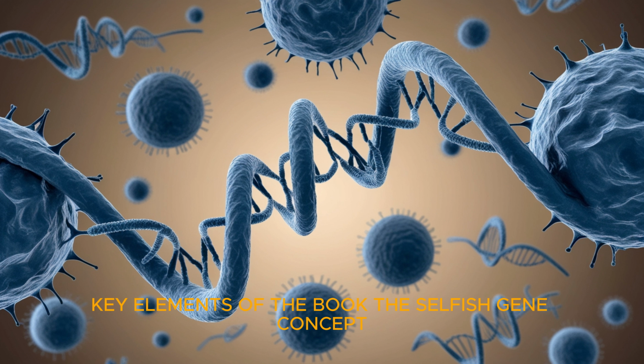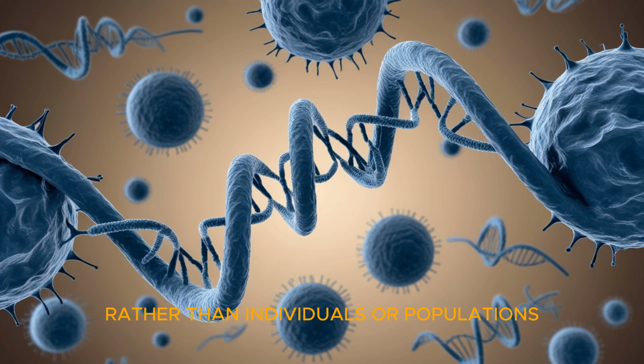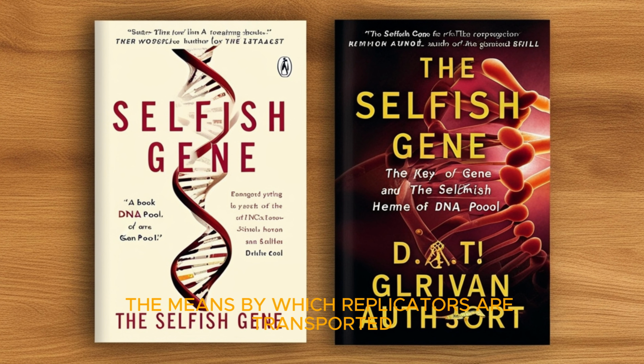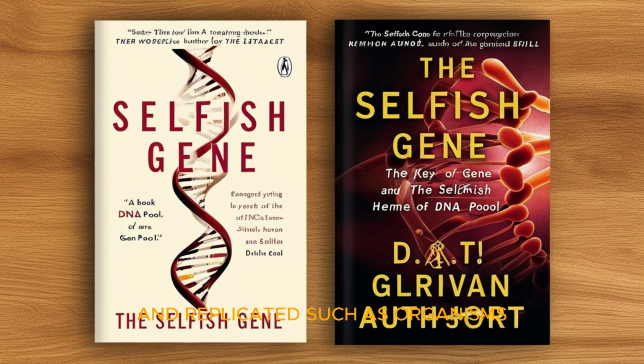Key elements of the book. The selfish gene concept. Dawkins introduces the concept of the selfish gene, arguing that genes, rather than individuals or populations, are the true units of selection in evolution. Replicators and vehicles. Dawkins distinguishes between replicators, units that make copies of themselves, such as genes, and vehicles, the means by which replicators are transported and replicated, such as organisms.